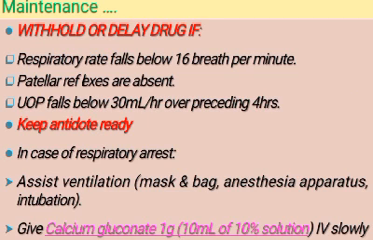Withhold or delay the drug if respiratory rate falls below 16 breaths per minute, patellar reflexes are absent, or UOP falls below 30 ml per hour over the preceding 4 hours. Keep antidote ready in case of respiratory arrest. Assist ventilation with mask and bag, anesthesia apparatus, or intubation. Give calcium gluconate 1 gram or 10 ml of 10% solution IV slowly to reverse the effects of magnesium sulfate.